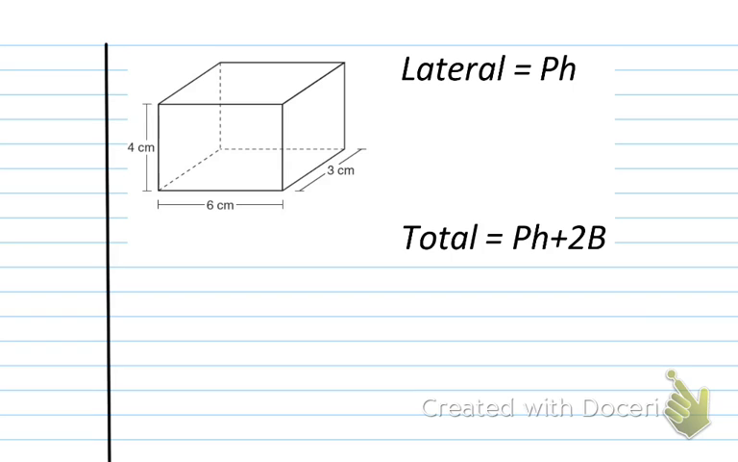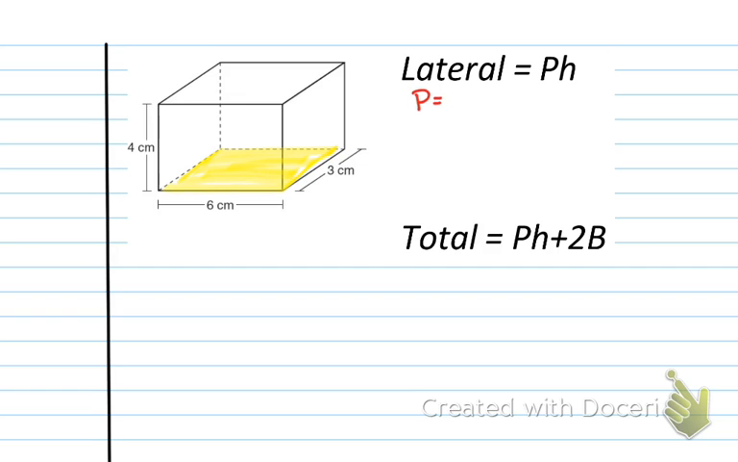All right. Let's try this one. So again, we're going to find lateral surface area and total surface area. Lateral is just going to be the lateral faces. It does not include the bases, right? So our base is going to be this right here.